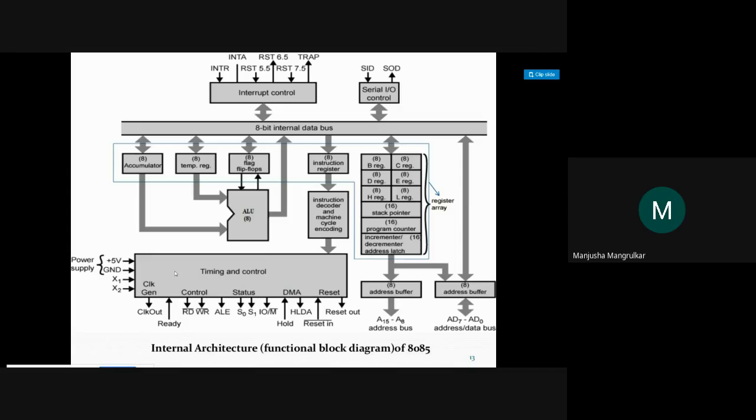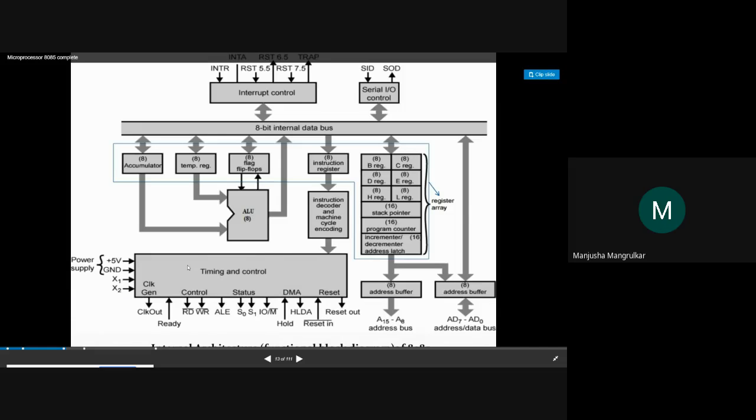So a clock will be generated, and the same clock pulse will be given to your peripheral devices, that is, the input and output devices, right? The ready pin tells the microprocessor whether the input-output devices are ready to take or give the data. Read and write indicate whether the microprocessor is performing a read operation or a write operation; both are output pins from the microprocessor.